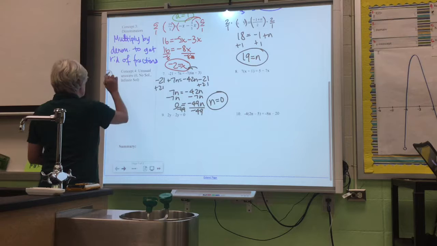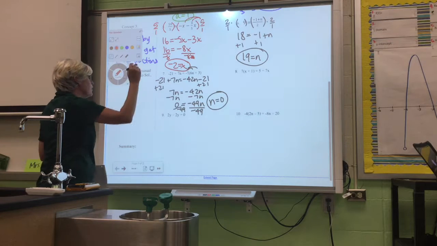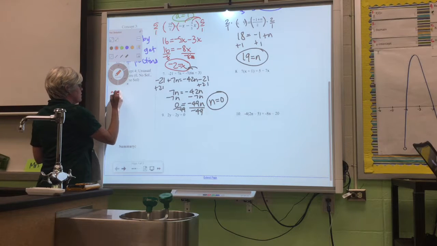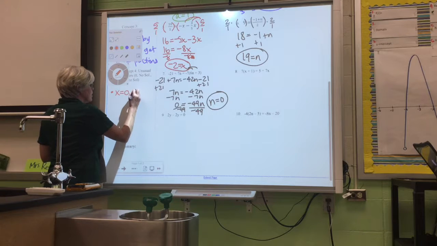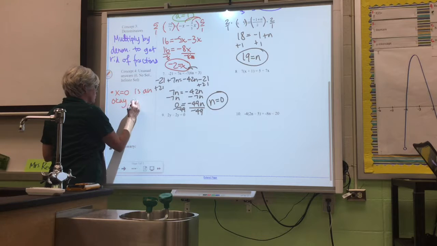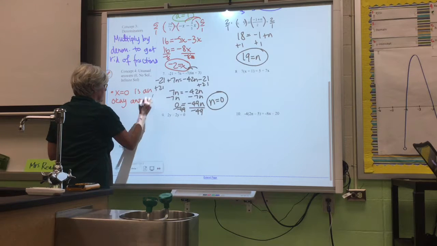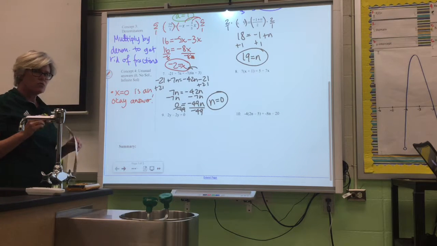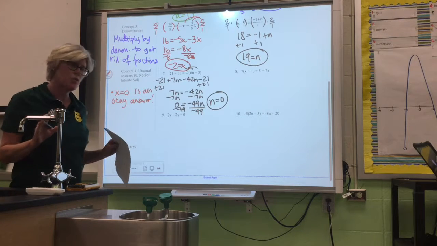So that is the answer. That's going to be something that is worth putting in our margin, because some people really have a hard time realizing that. But x equals 0 is an okay answer. So don't let x equals 0 make you panic. It's nothing to worry about. It works.